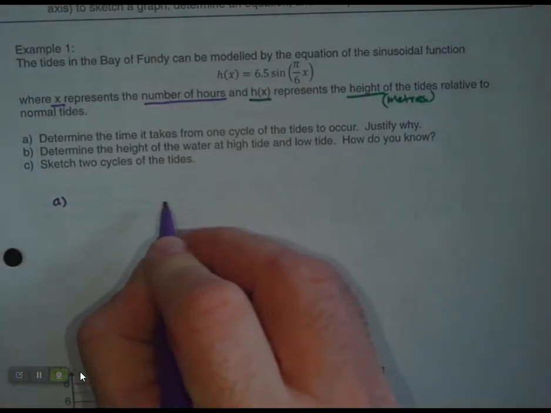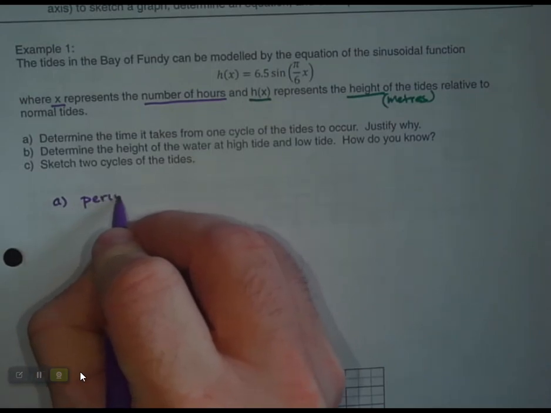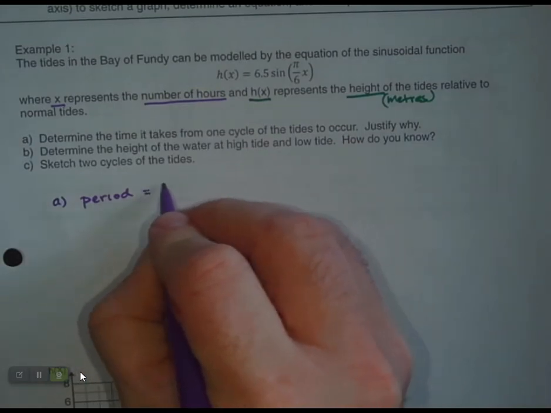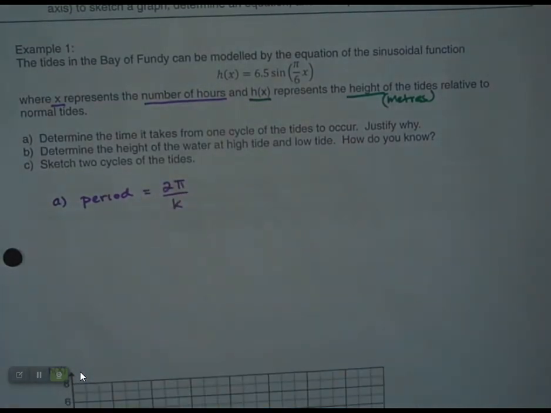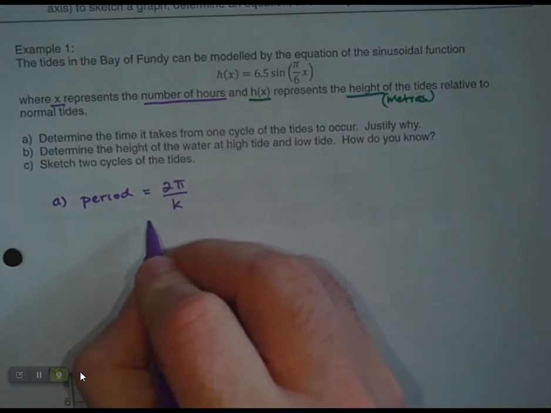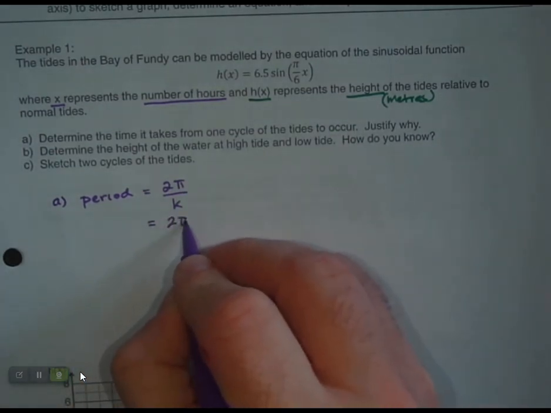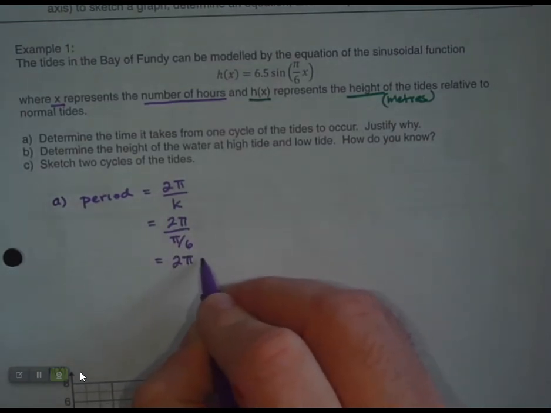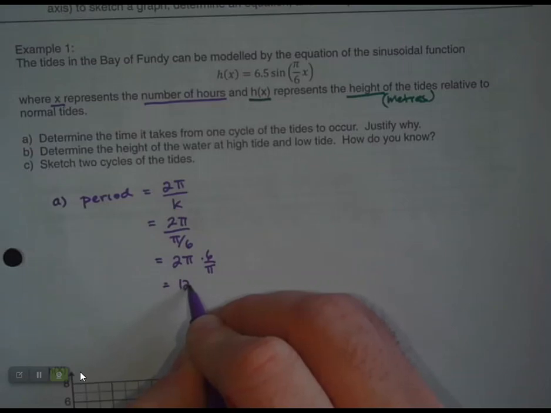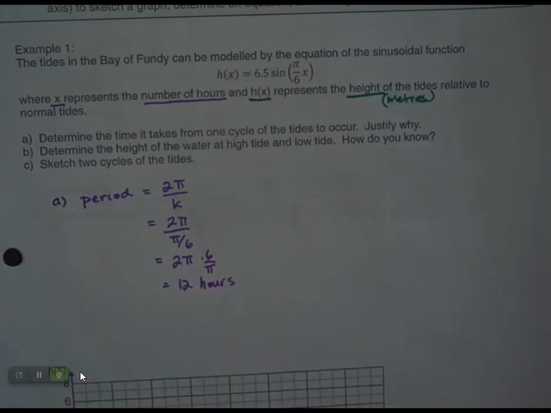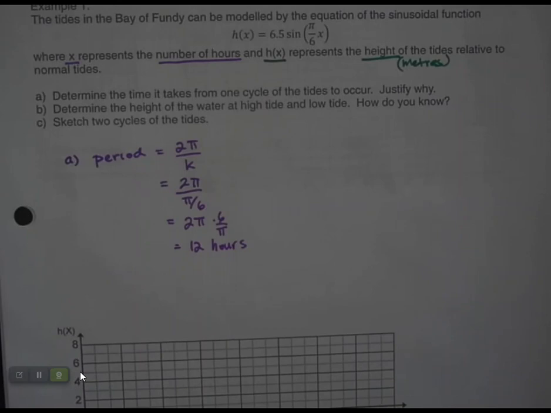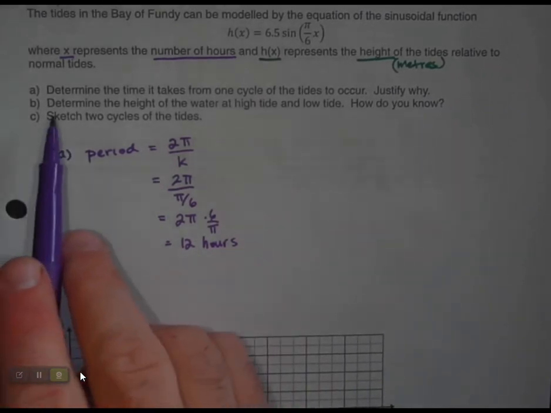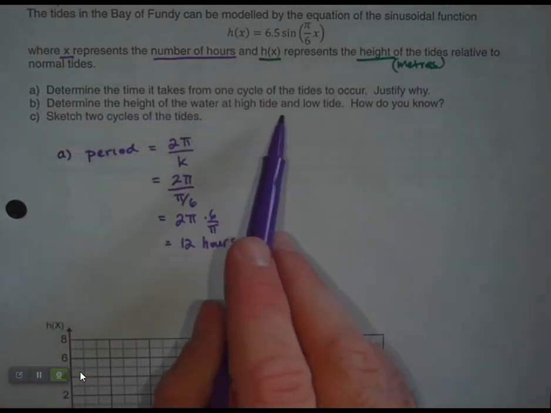Well, we know the period tells us the time for one cycle. And we know from the question that that is 2 pi over k. Our k here is pi over 6. Then I can do the reciprocal and multiply. So in this case, 12 hours is the time it takes to make one cycle. Nothing too crazy. It says, determine the height of the water at high tide and low tide.